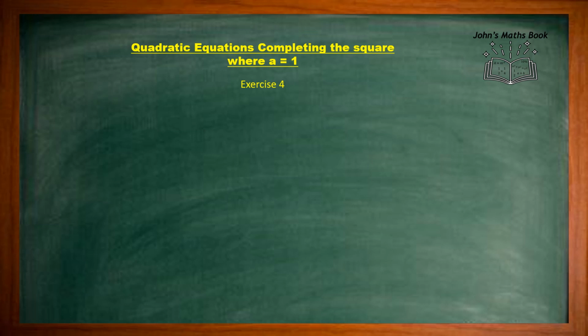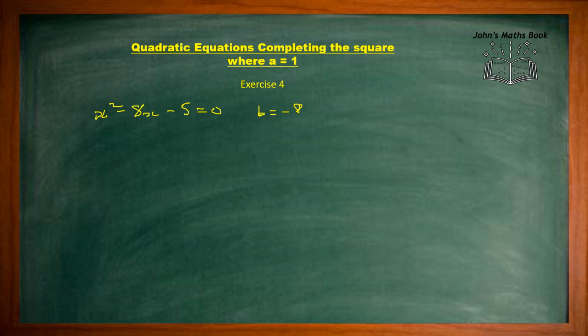For exercise number 4, let's solve the quadratic equation x squared minus 8x minus 5 equals 0. Pause the video now and see if you can work out the correct answer. So when we complete the square, we take the value of b, we halve it and we square it. So b is the coefficient of the x term. So b in our case is minus 8.